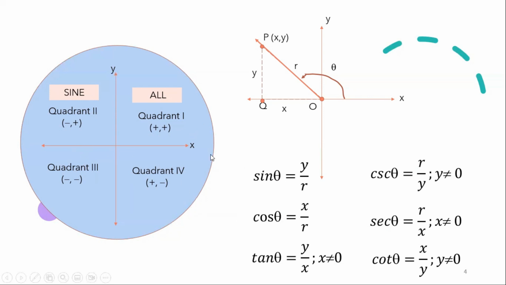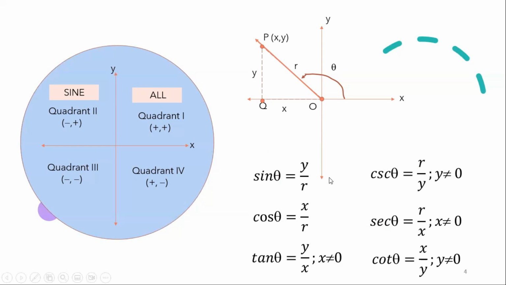Since x is negative and y is positive, those with the x values in the ratio of the six trigonometric functions will have a negative value. So we have cosine, tangent, secant, and cotangent. Meaning it's only sine and cosecant which are positive on the second quadrant. So we have here sine.